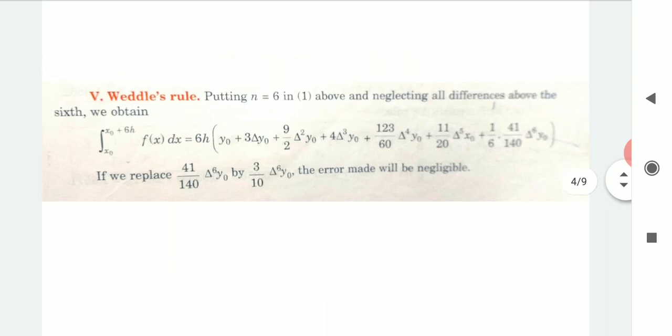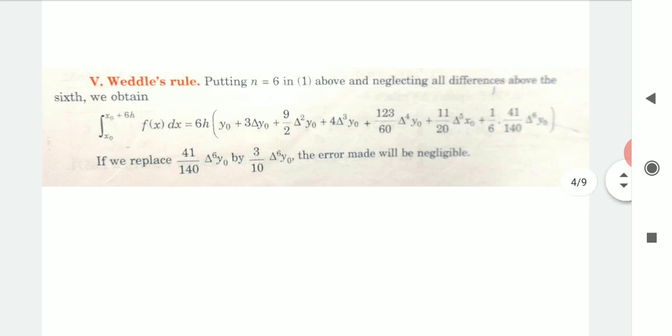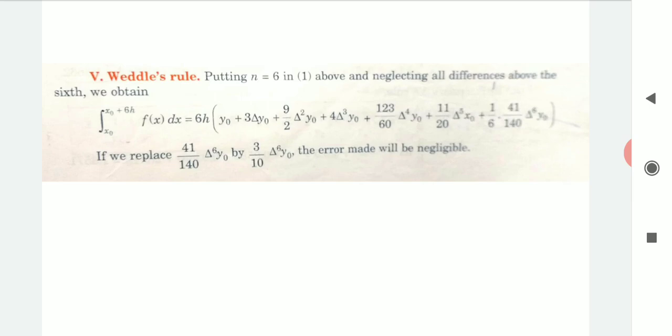Okay, last rule here is Weddle's rule, putting n is equal to 6. 1 is done, 2 is done, 3 is done. Now you would expect 4 should be there. No, 4 and 5 may also have some rule, we don't know, but in our syllabus we have Weddle's rule, and it will be obtained by putting n is equal to 6 in the Newton-Cotes quadrature formula and neglecting all the differences above. What do we obtain?